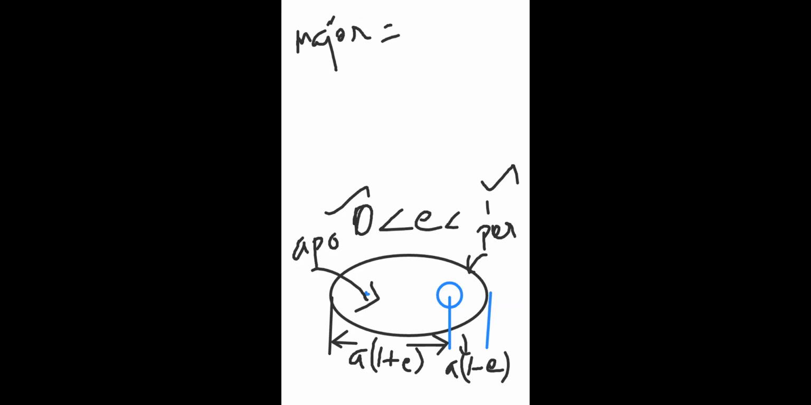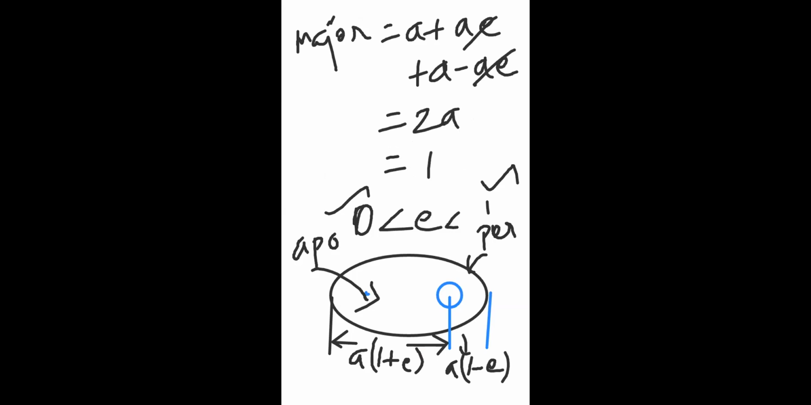Once you add a plus ae and a minus ae, what you are getting is the major axis. Again, please remember this is equal to the diameter of the circle already. This is just an approximation only. In a circular orbit, the dimensions and everything are the same. The major axis distance is 2a.